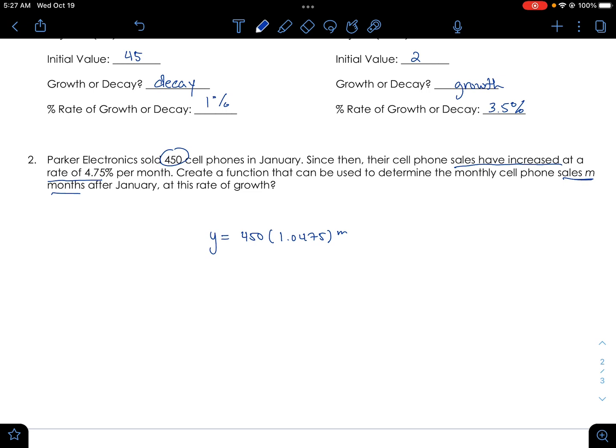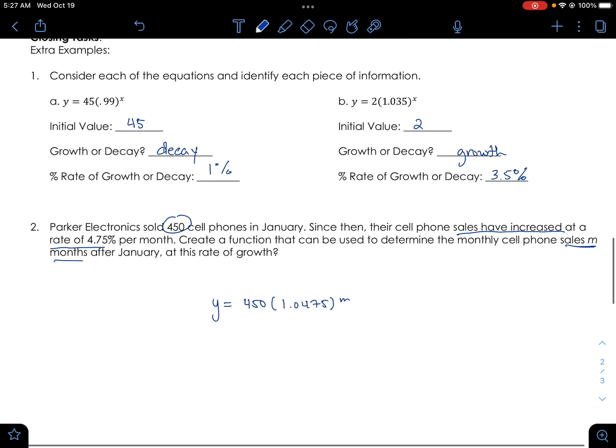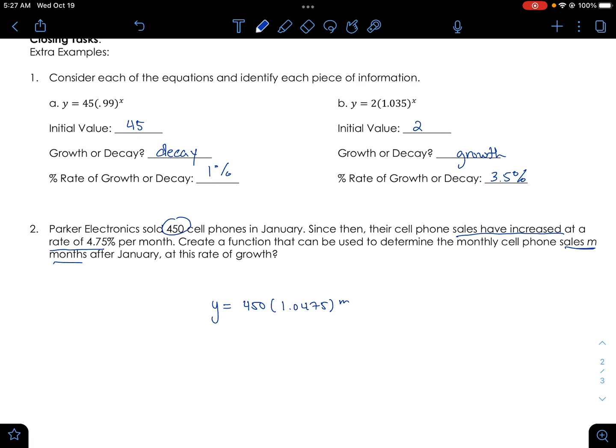So again, this is just an introduction. You should be able to identify when something is growth or decay based on an equation, based on a situation, or based on a graph. And you should also be able to identify the initial value, or y-intercept, and come up with equations to represent a scenario given to you as a word problem. So go ahead and begin looking at the notes or homework, and let me know if you have any questions.